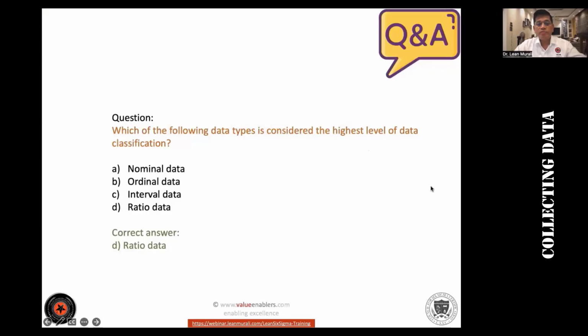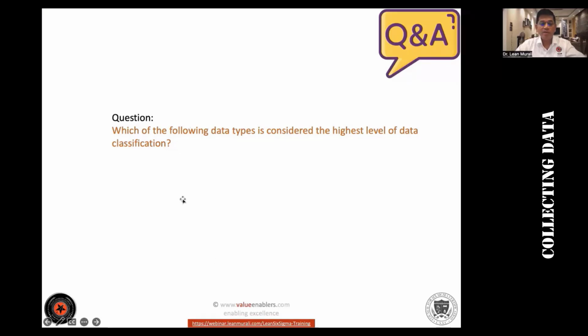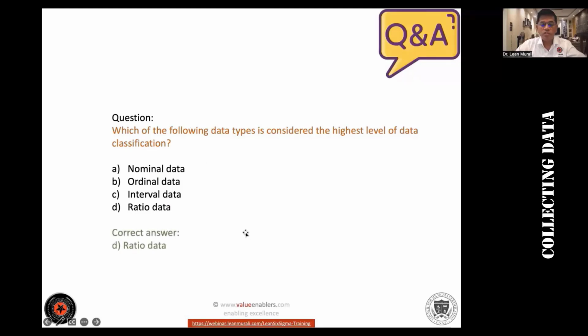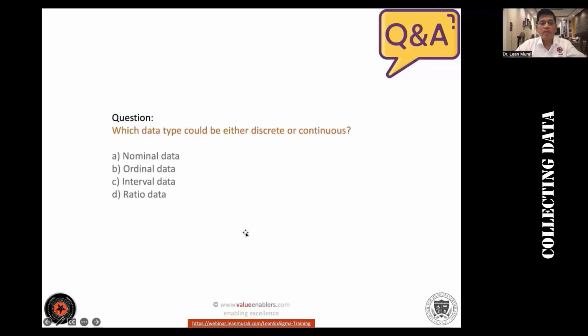Which of the following types of data is considered to be the highest level of data classification? The answer is ratio data. Okay. So which of the following data types has the highest level of data classification? Please put it in the chat box. Yeah, that's ratio data. Okay. And here, which data type could be either discrete or continuous? Again, the answer is, yes, it's ratio data.